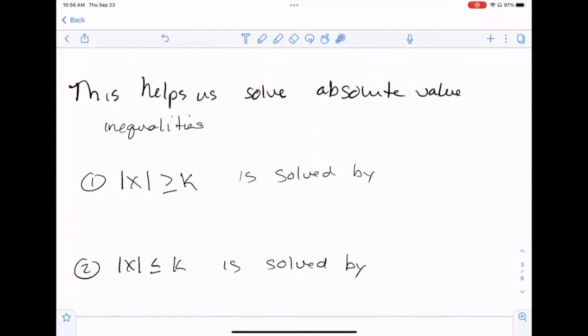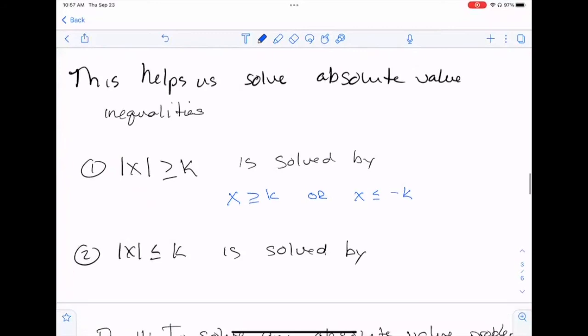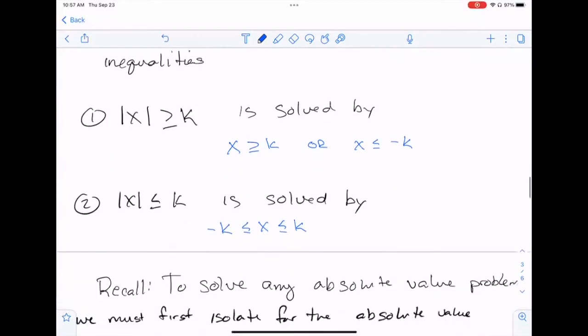That if I see an absolute value of x being greater than or equal to k, I want to solve this by splitting it up into x being greater than or equal to k, or x being less than or equal to -k, as two possible ways to solve this. If I get the absolute value of x is less than or equal to k, I have one compound inequality of -k is less than or equal to x is less than or equal to k. So let's look at solving some of these.